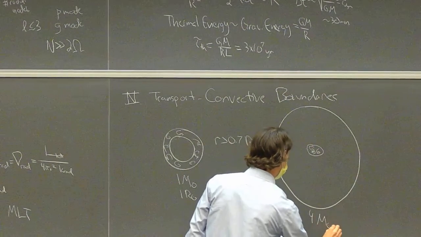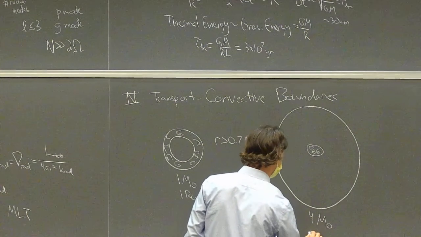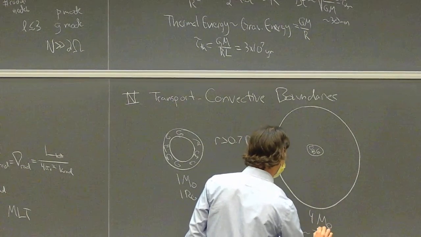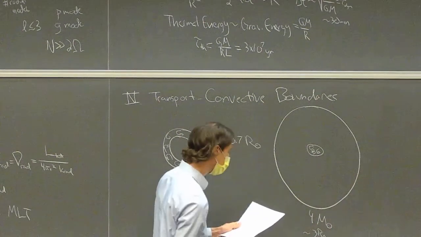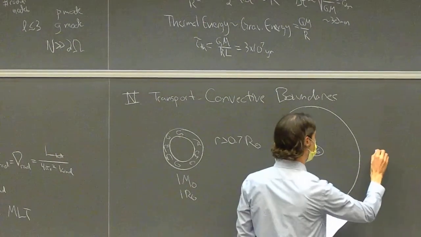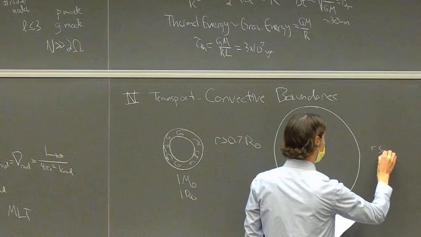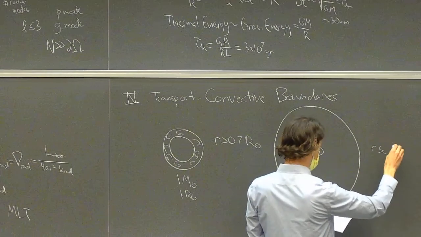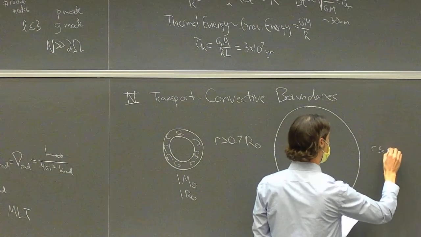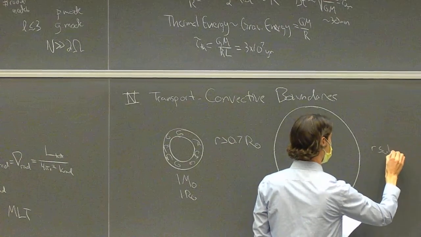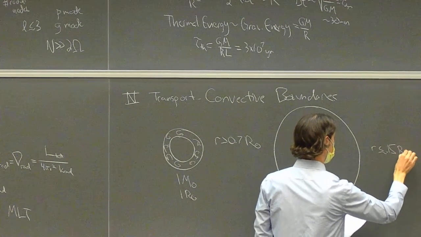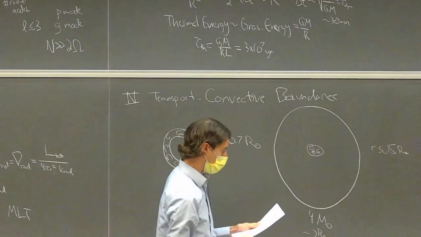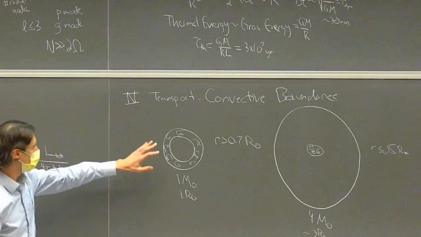For instance, if you had a star that's 4 times as massive as the sun, the radius would be about 3 times the radius of the sun. And then in this case, you're going to have convection for radii less than, say, 15% of the star's radius.